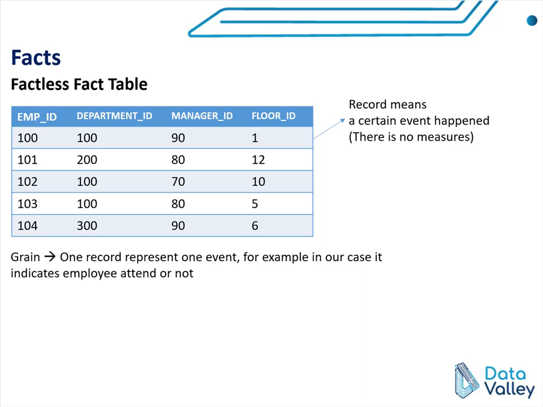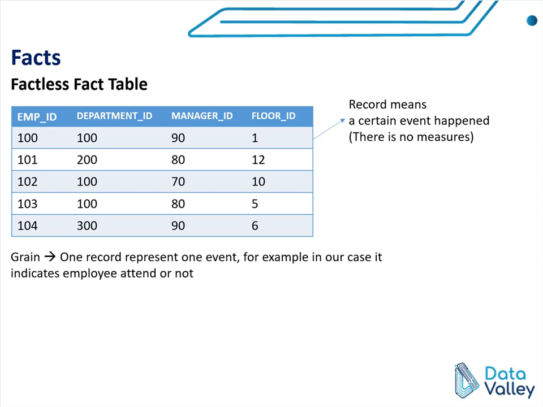Another example for this type of fact table could be student class attendance. In this type of fact table, whenever a student attends a class, we will insert a record that this student has attended this class. And that's it, without any measures. And that's why we call it factless, because it doesn't have any fact. It is only recording certain events.